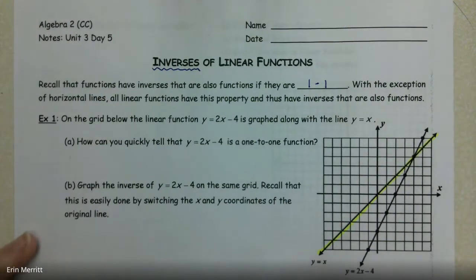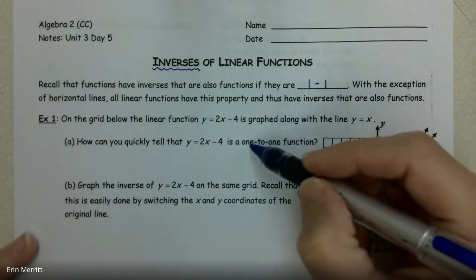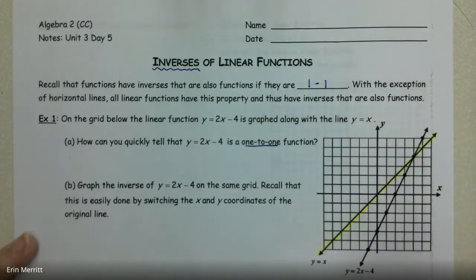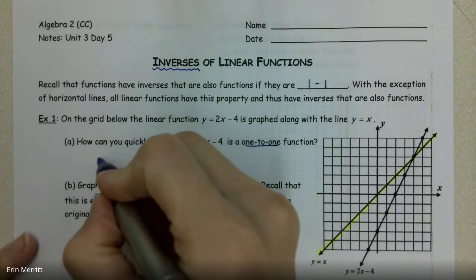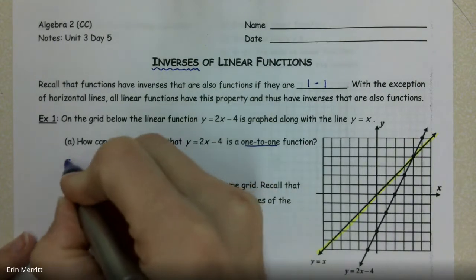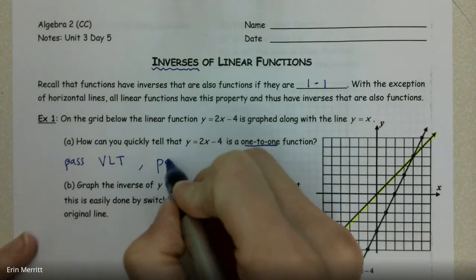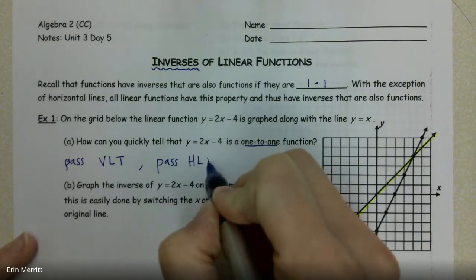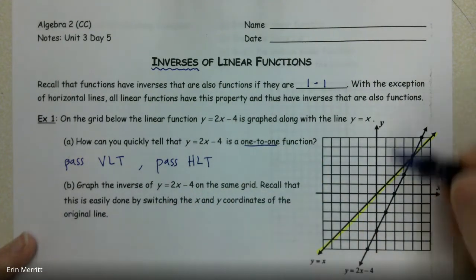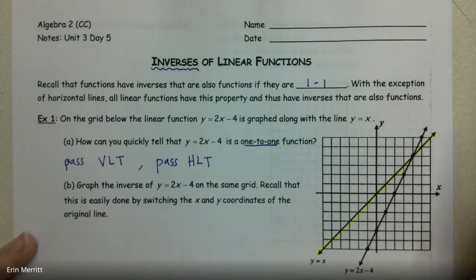It says, how can you tell that the line y equals 2x minus 4 is 1 to 1? If you remember the check, to be a function, it has to pass the vertical line test. But to be 1 to 1, it needs to pass the horizontal line test as well. And this one would. It would only hit once this way or this way.